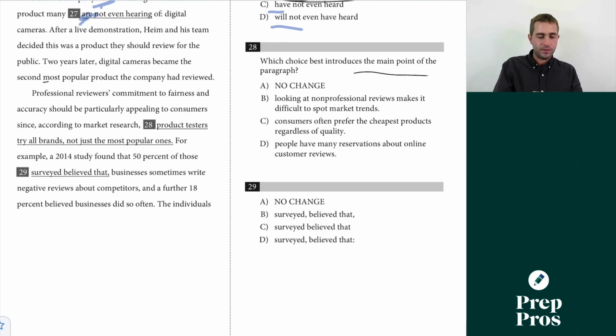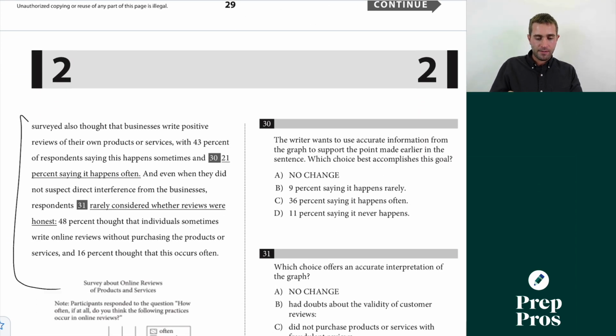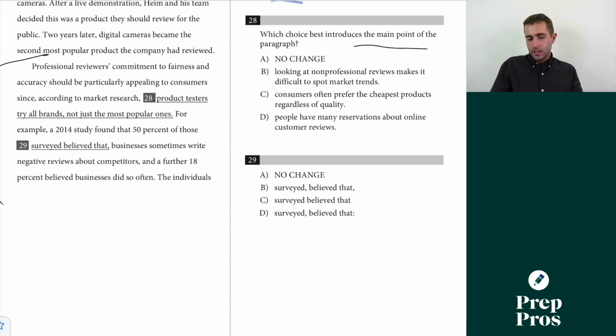Well, here we always have to go through and read the entirety of the paragraph. So here we'll just run back through this one together. Professional reviewers' commitment to fairness and accuracy should be particularly appealing to consumers since, according to market research, blank. For example, a 2014 study found that 50% of those surveyed believed that. We'll just stop and do these questions as we're going through.